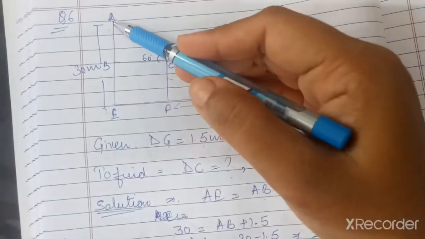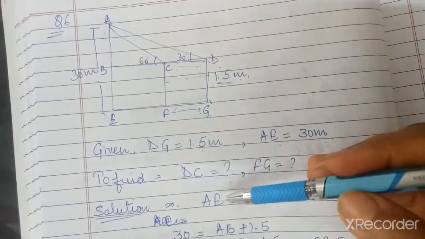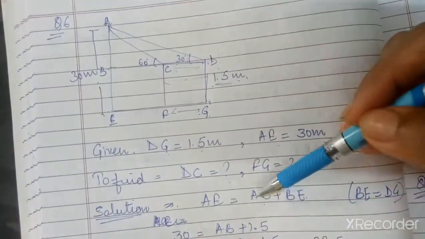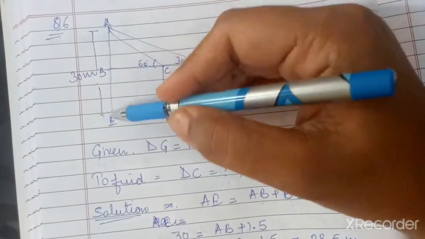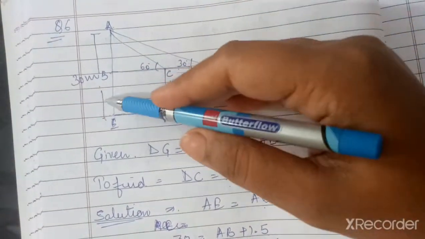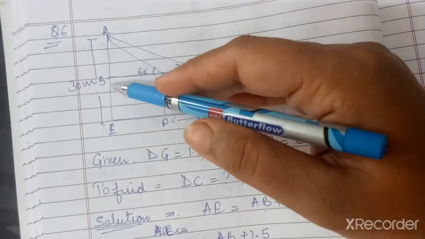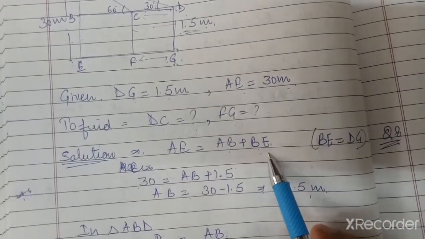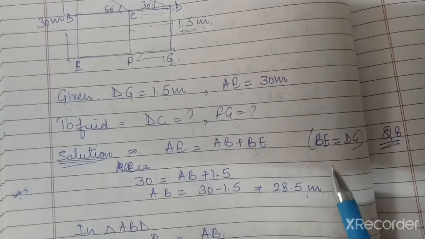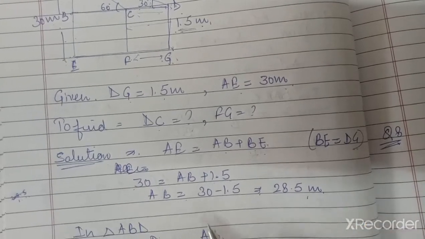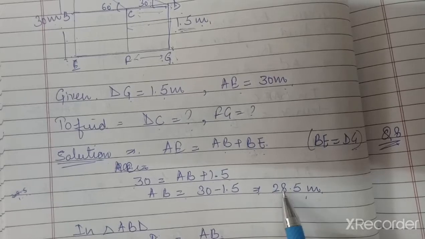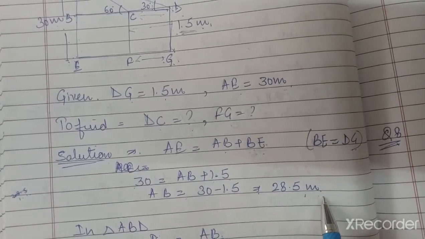First of all, this is the total height of the building, 30. We can break it into two parts, that is AB plus BE. And BE is equal to DG, so both of them are equal. So in place of BE, can we write down 1.5 meter? Okay, fine, that is right. In place of BE, we can write 1.5, as BE and DG are equal. After solving that, we find the height of AB is equal to 28.5 meter.